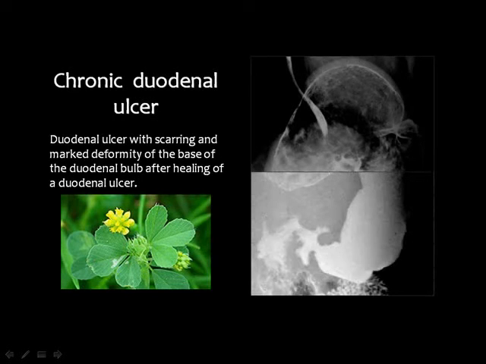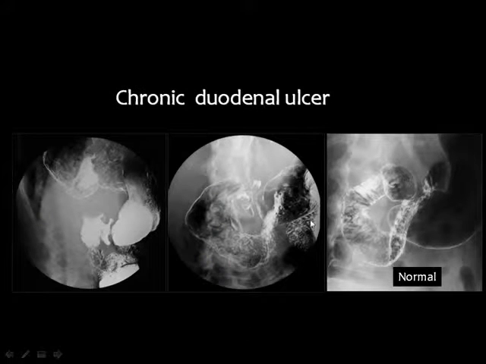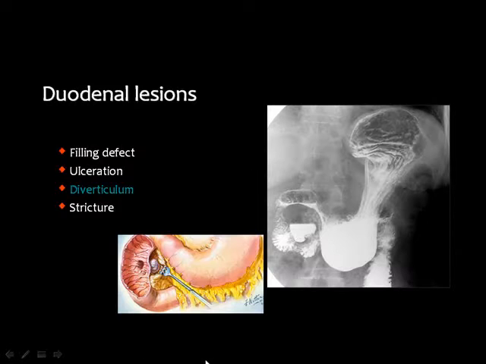And the chronic ulcer will appear like this trefoil configuration due to cicatrization and fibrosis of the duodenal cap, giving the typical configuration of this leaf. Then this is a chronic duodenal ulcer compared with the normal duodenal cap, and you can see the classic trefoil configuration of the duodenal bulb.